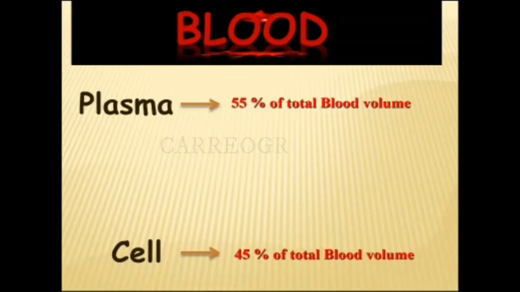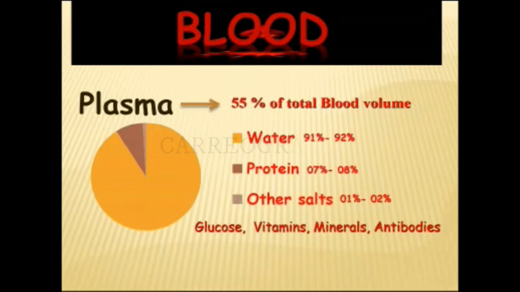Now, the 55% of blood volume, that is plasma, contains water 91 to 92%, protein, which is albumin, 7 to 8%, and other substances like glucose, vitamins, minerals and antibodies, which are 1% to 2%. So we have seen, friends, that the constituents of plasma are water, protein and other substances like glucose, vitamins, minerals and antibodies. Now we will see about the blood cells.